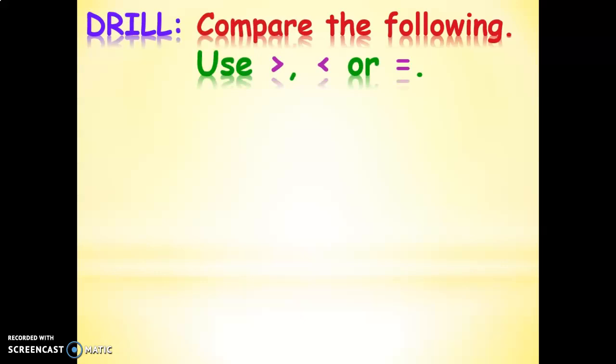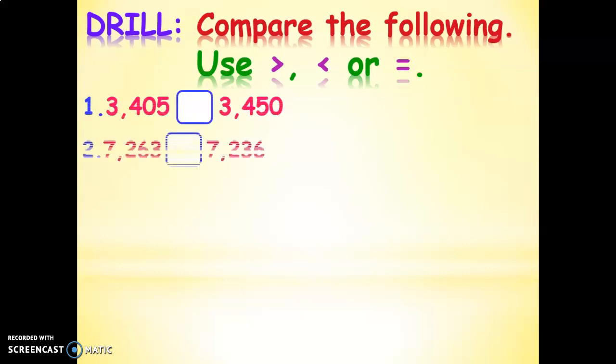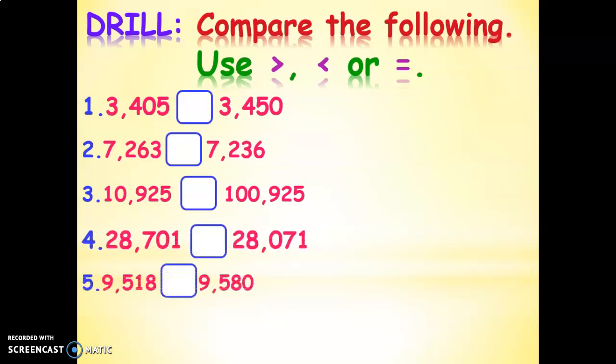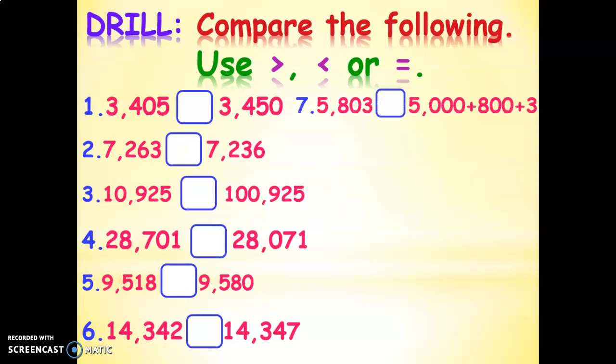Let's try to answer this drill. Compare the following numbers. Use the symbols greater than, less than, or equal. Find the answer for number 1, number 2, number 3, number 4, number 5, number 6. And then continue with number 7.